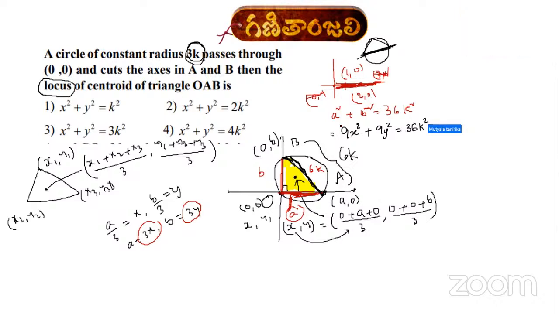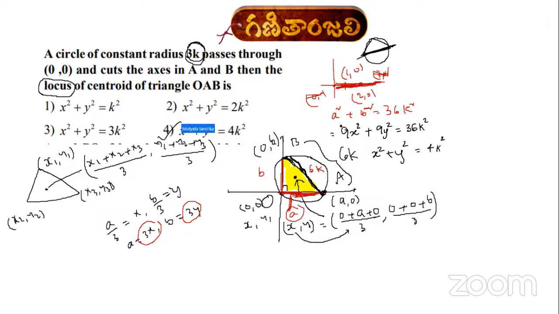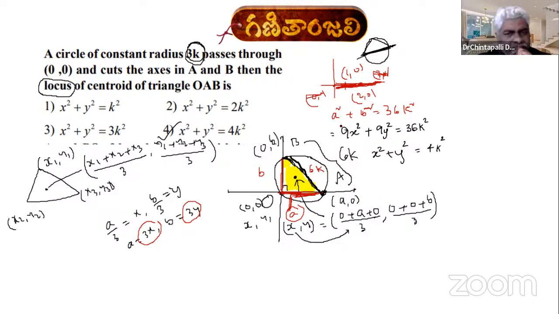So it will be x square plus y square equals 4k square. Very good. Dividing both sides by 9, we can get x square plus y square is equal to 4k square, right? Yes, sir. Fourth option. Option 4. Right.